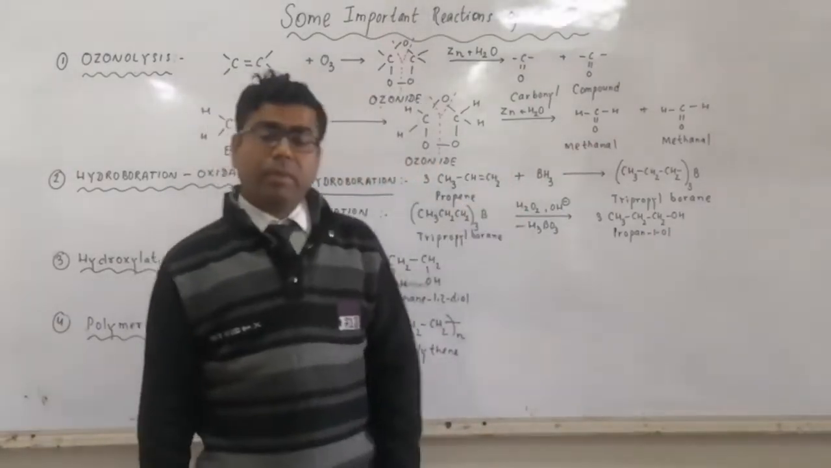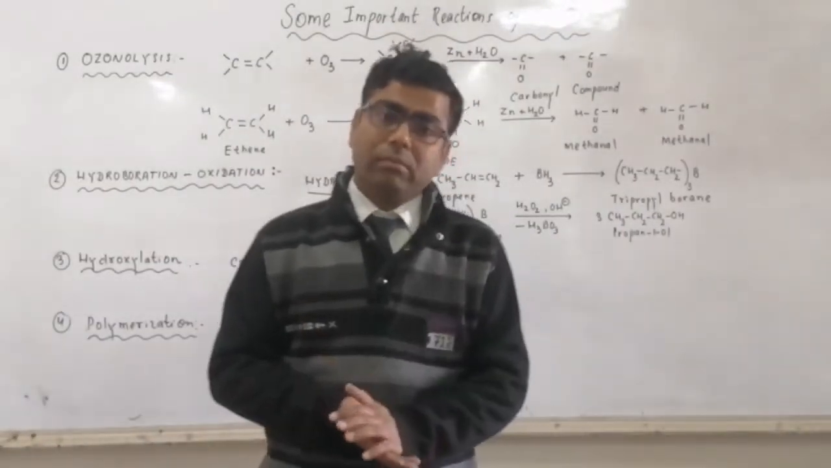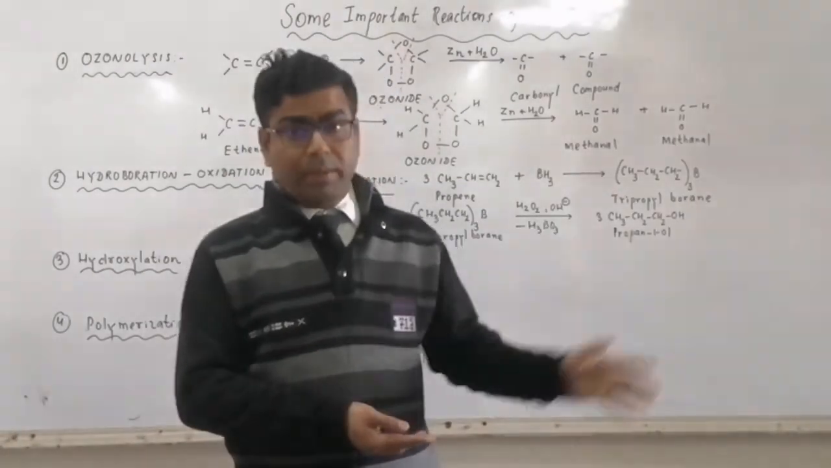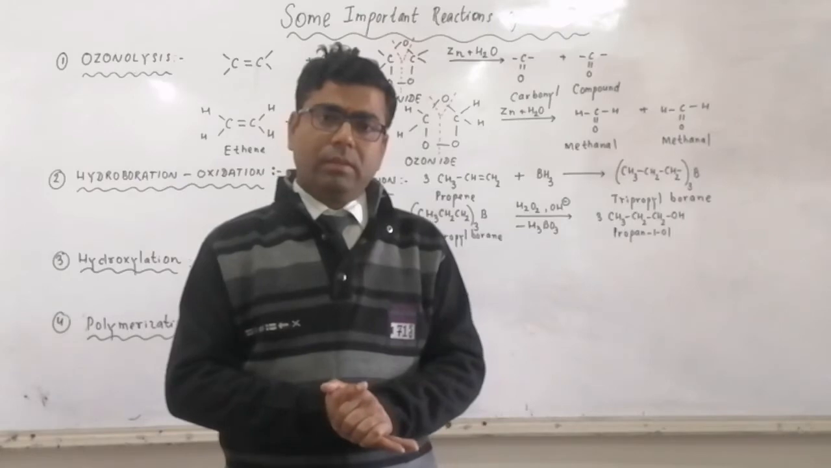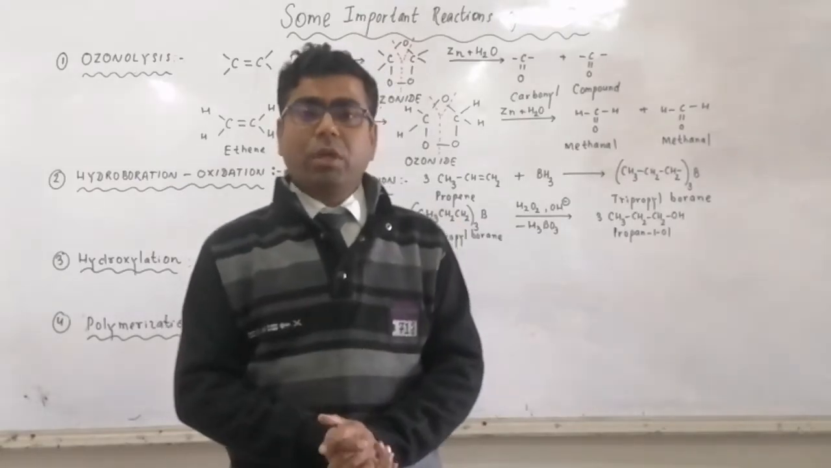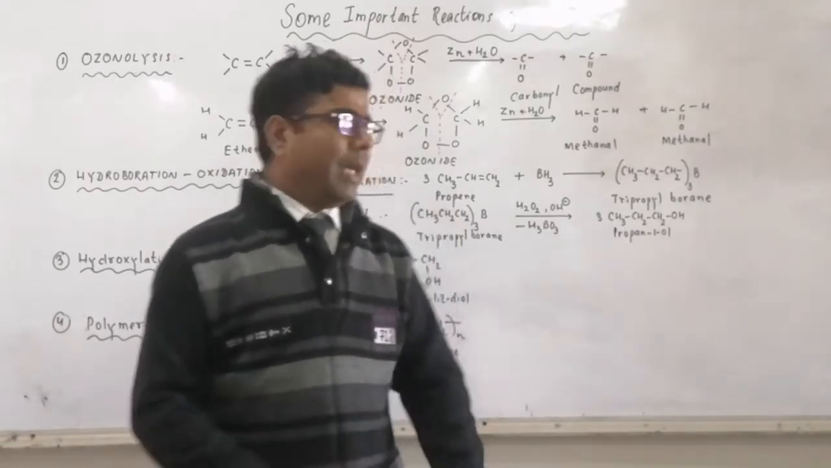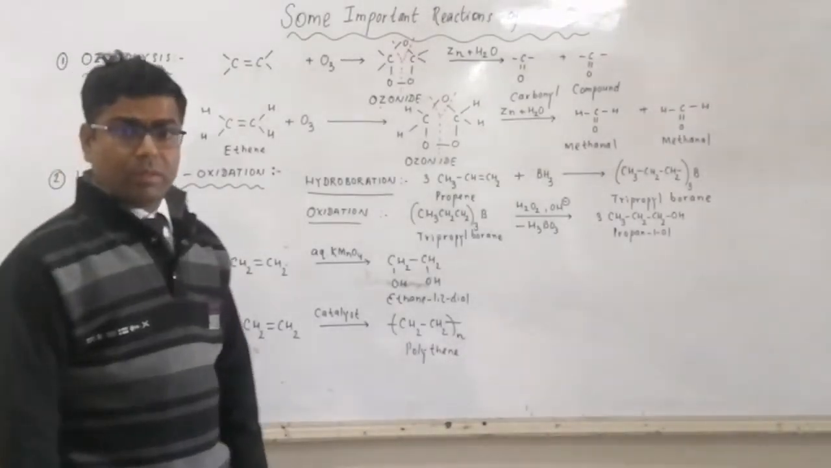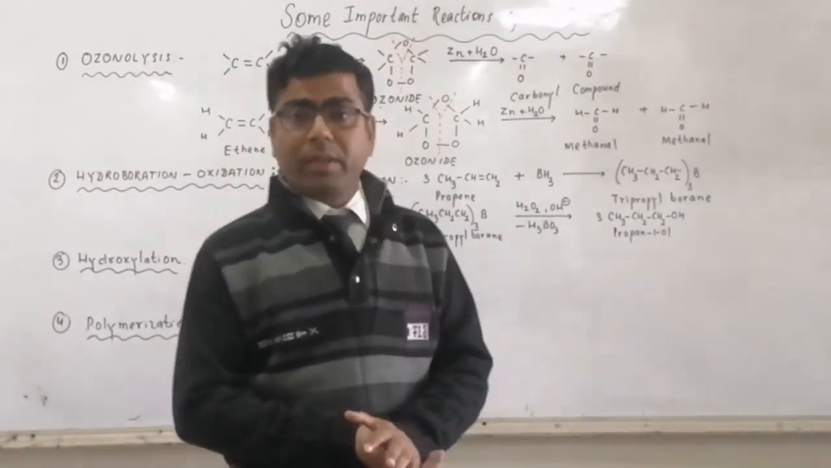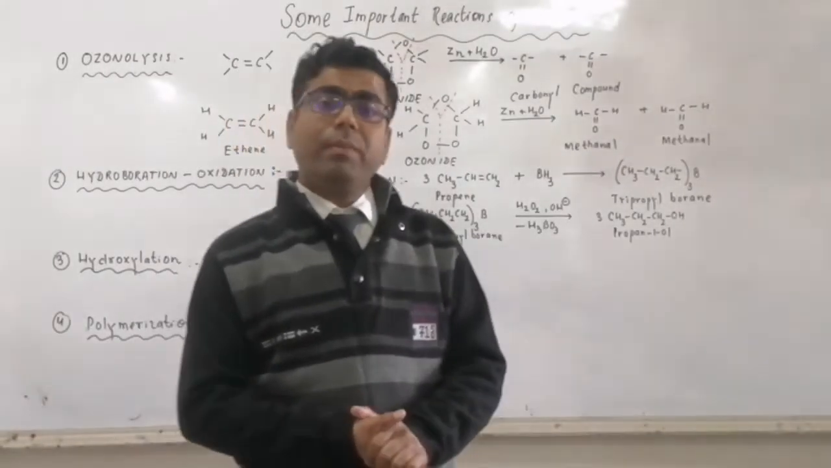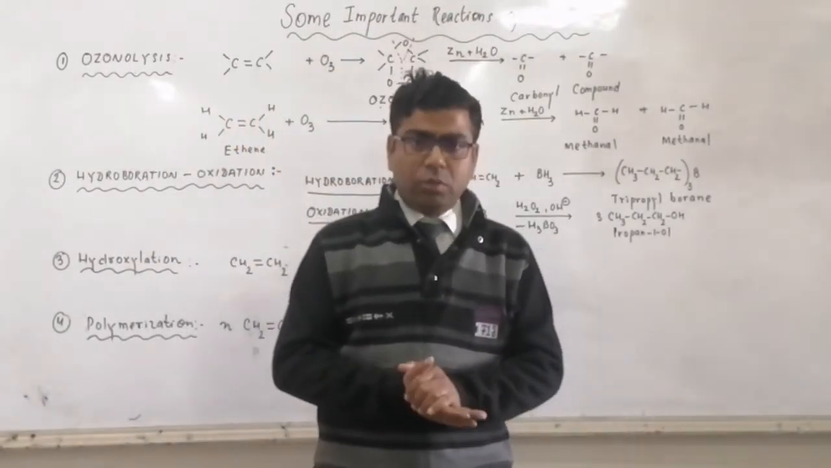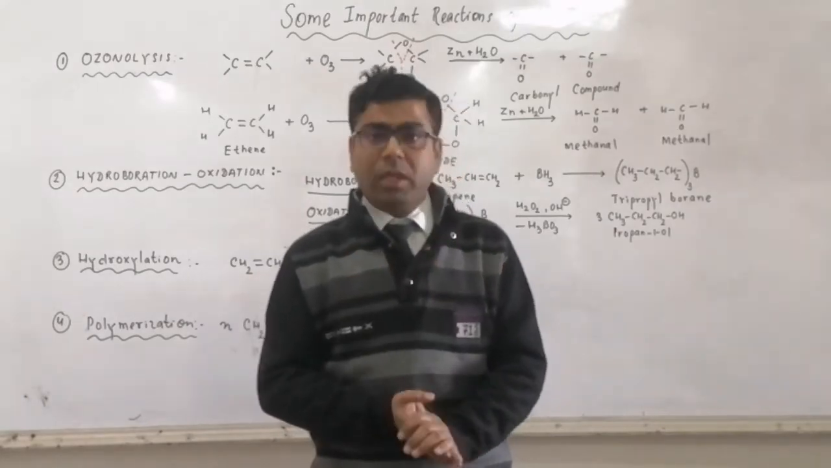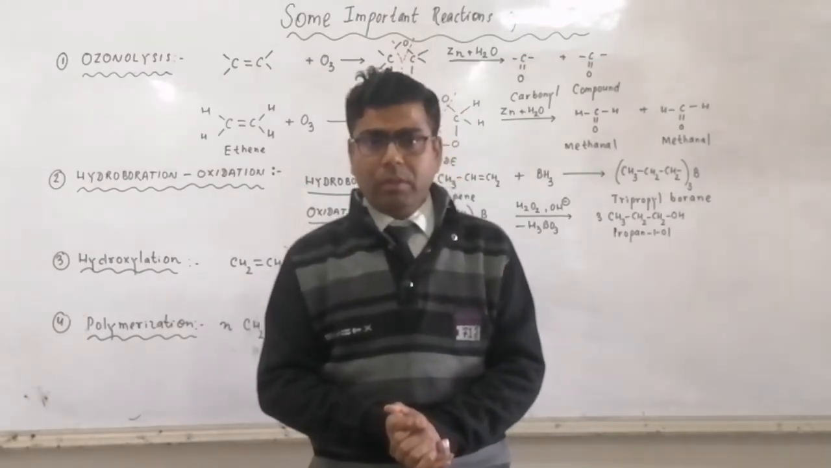So the product formed is decided by the structure of the alkene. If the products of ozonolysis are given, then you can deduce the structure of the alkene. Then we have the next one, that is the hydroboration oxidation reaction. Again, an important reaction. By this reaction, alkenes will be converted to alcohols.